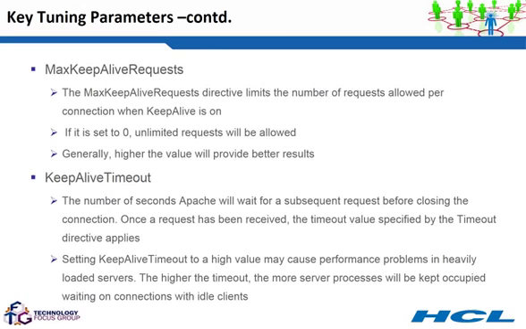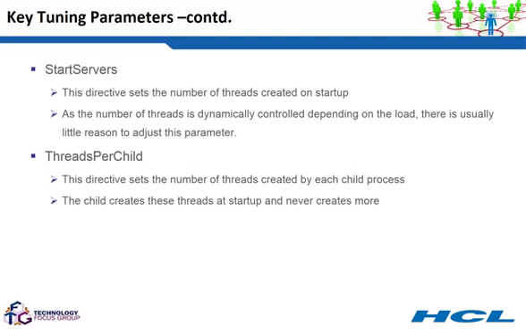Okay, moving to the next property, which is start server. This directive sets the number of threads created on startup. Whenever your Apache web server starts, how many child processes or threads should be started, this directive controls that number. As the number of threads is dynamically controlled depending upon the load, there is usually little reason to adjust this parameter. Generally we don't change it, but it also affects your performance, so in certain scenarios you may have to look out for this.